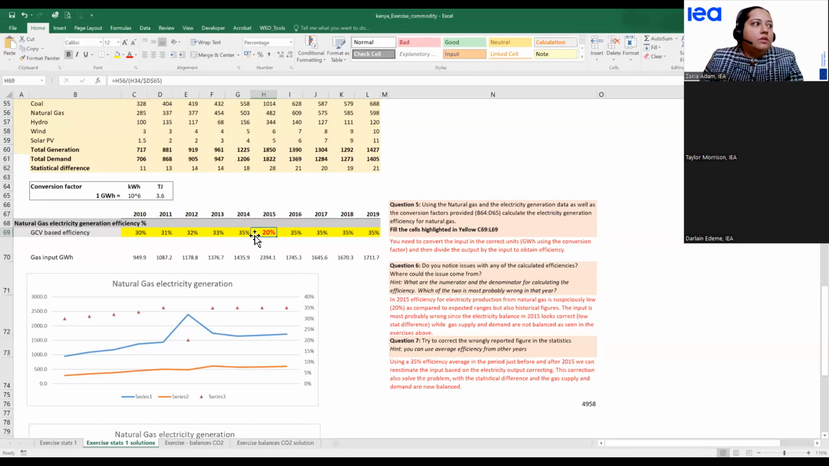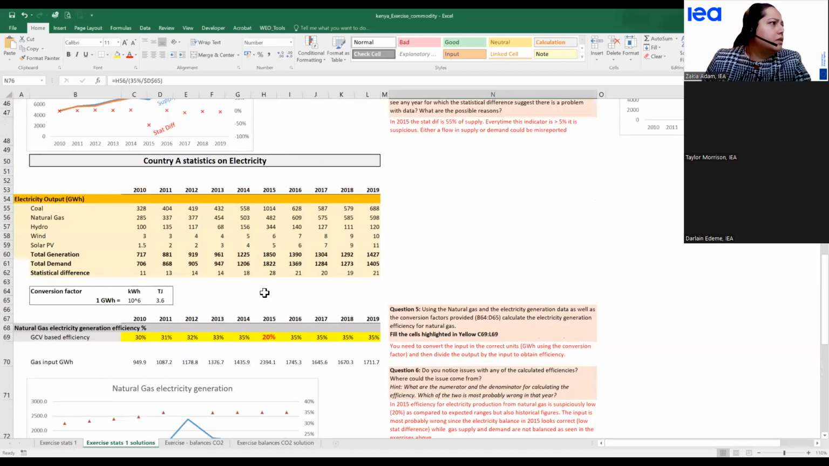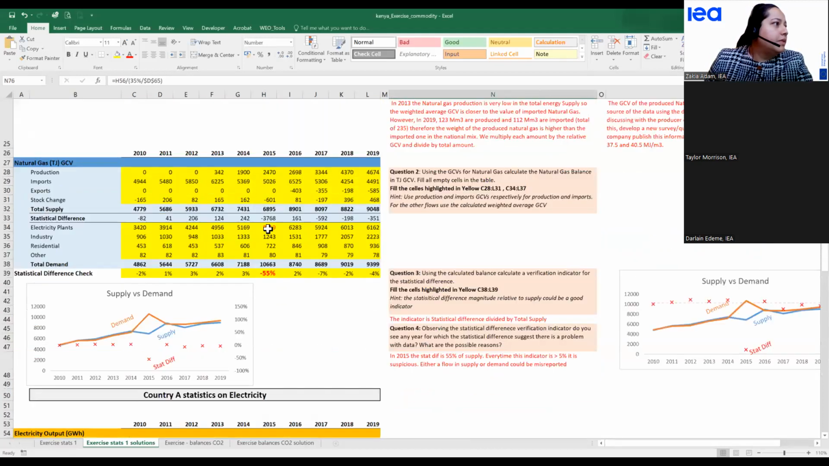And we can try to use an average efficiency. By looking at the year before and the year after, you see that before and after it's 35%. So we can apply the same efficiency for 2015 to get a reasonable input of natural gas to your power plant. So we'll use this, and we will go up here.